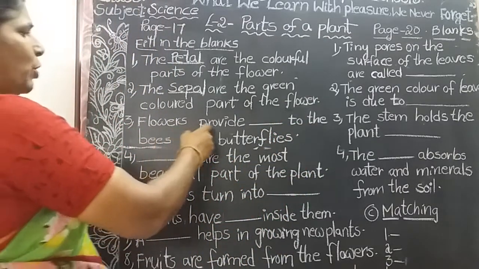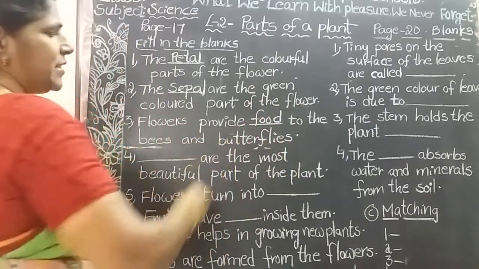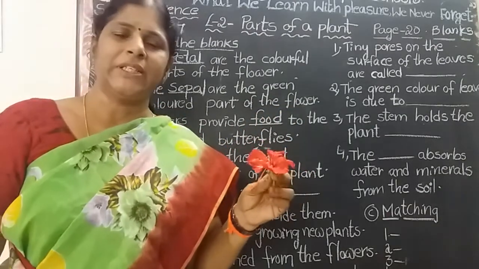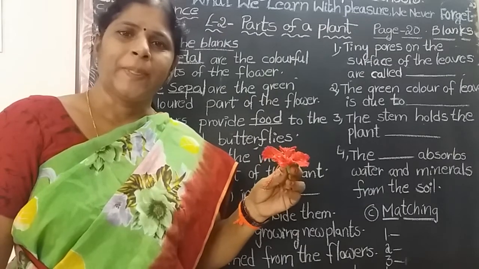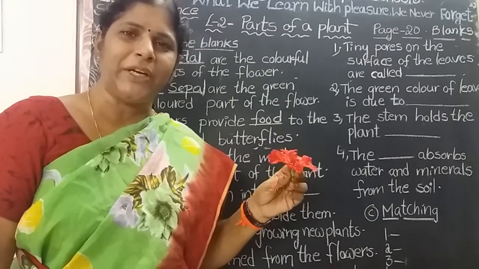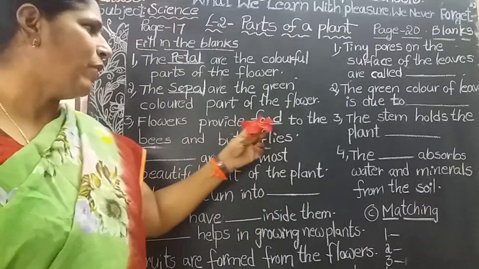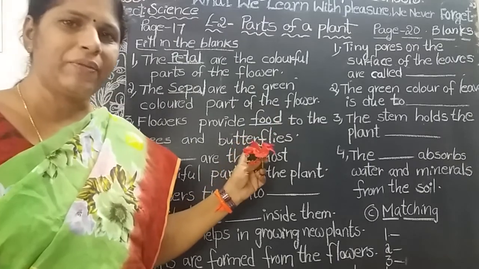So flowers provide food. What is the food of bees and butterflies, ma? What is the food of bees and butterflies? Nectar. Nectar is the sweet juice obtained from the flowers. Okay, so flowers provide food to the bees and butterflies.